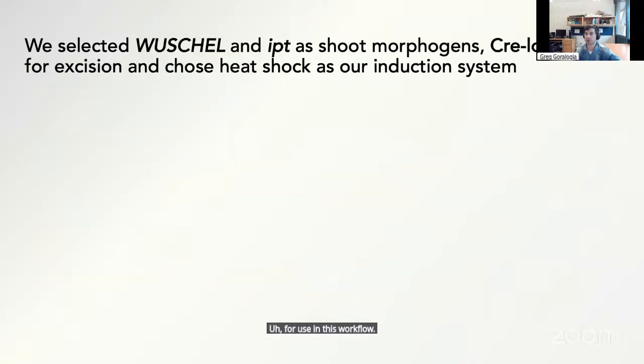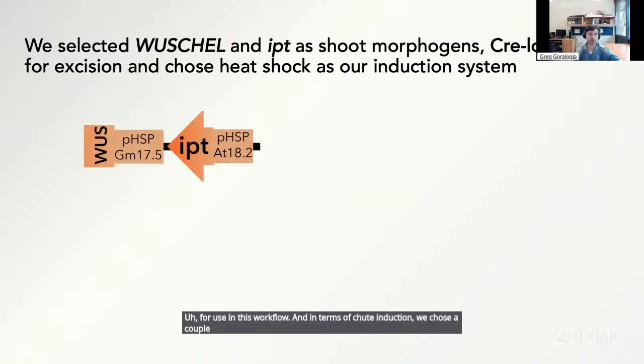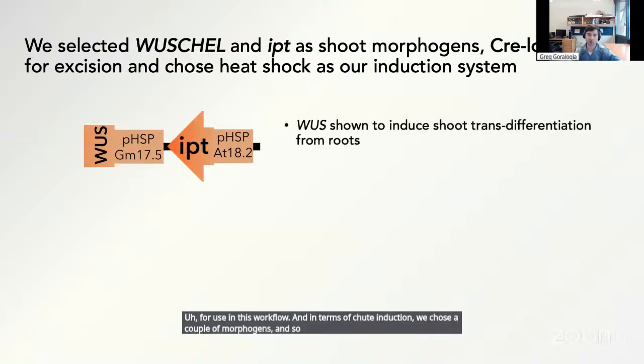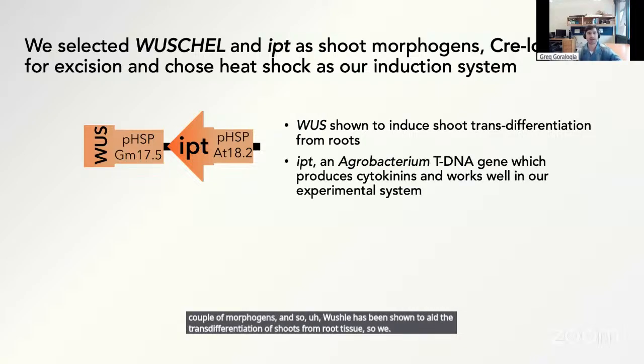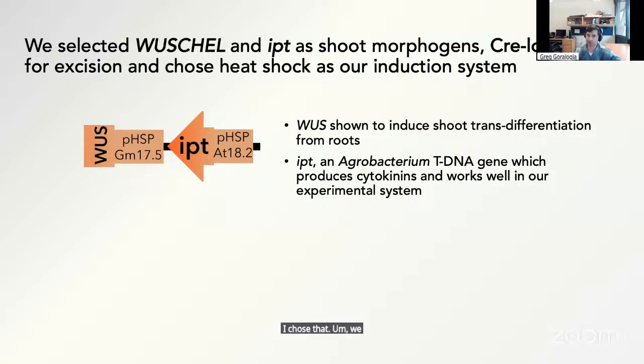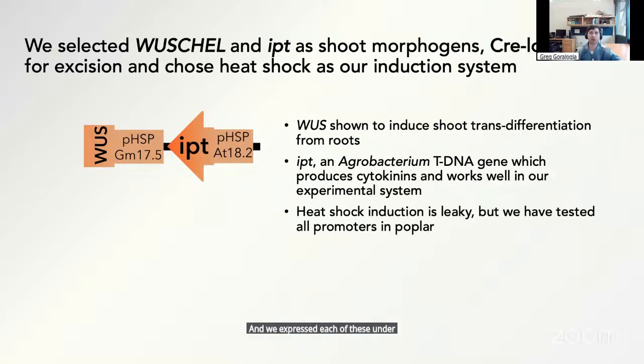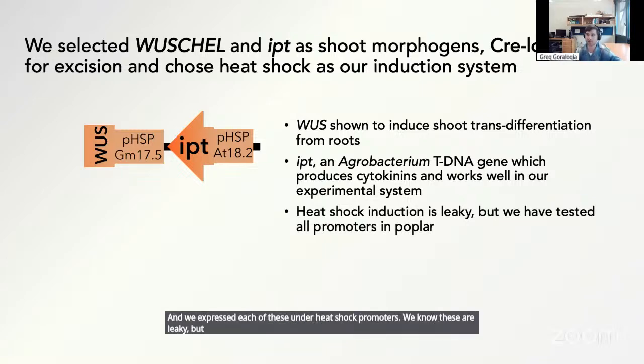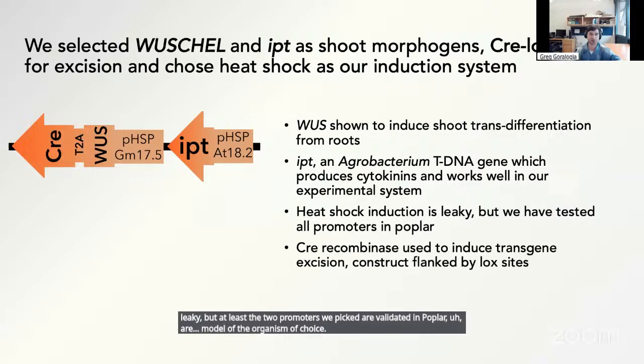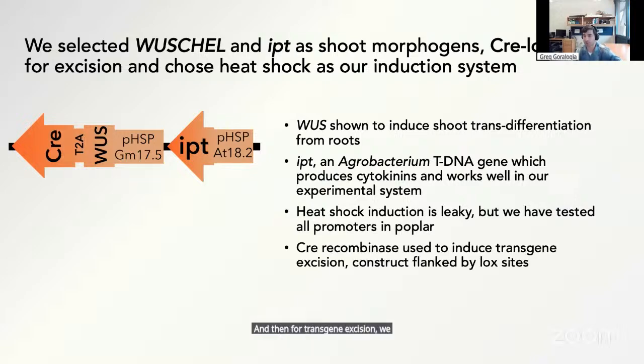And in terms of shoot induction, we chose a couple of morphogens. Wuschel has been shown to aid the transdifferentiation of shoots from root tissue, so we chose that. We also used the Agrobacterium IPT gene, which produces cytokinins. And we expressed each of these under heat shock promoters. We know these are leaky, but at least the 2 promoters we picked are validated in Poplar, our model organism of choice. And then for transgene excision, we used a Cre recombinase.